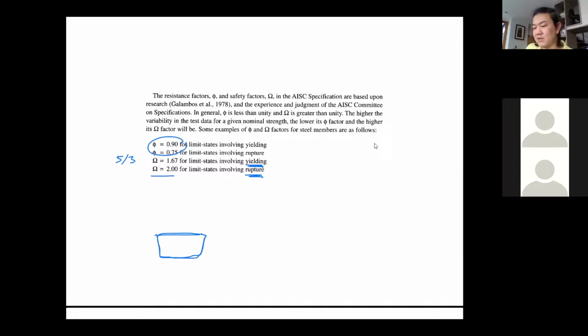Huh? Screen is gone. 2.5. Wow, 2.5 is for foundation, you know. I need to reshare it. Okay.